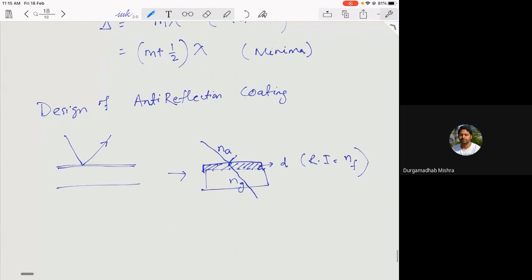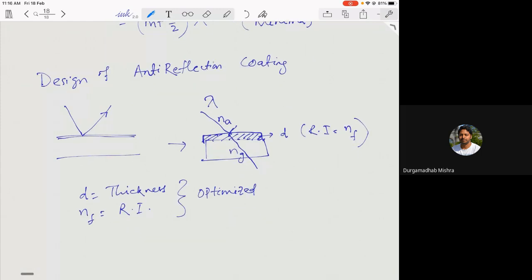So that means we have two things to optimize here for the coating. One is D, that is the thickness, and the other is the refractive index. Both need to be optimized so that if the incident wave has a wavelength lambda, this lambda will not get reflected, rather it will get transmitted through the material.